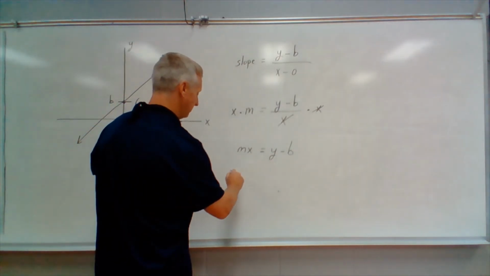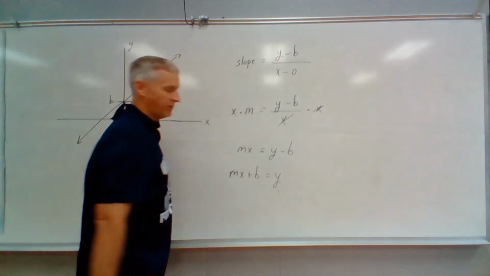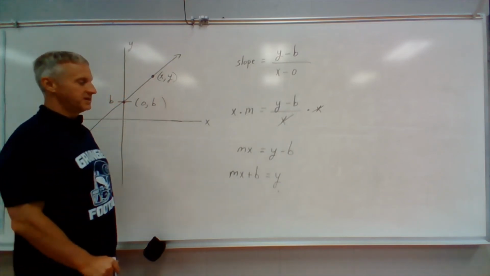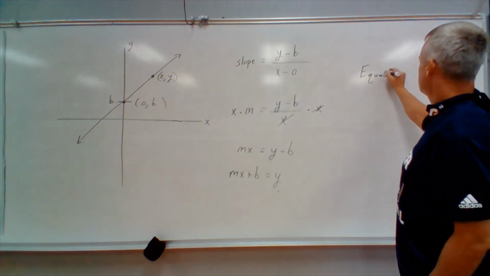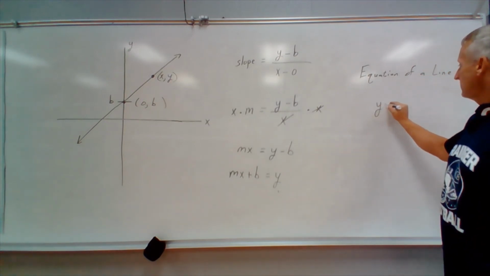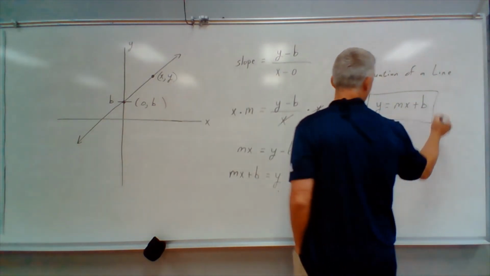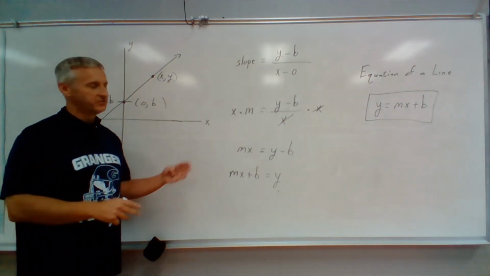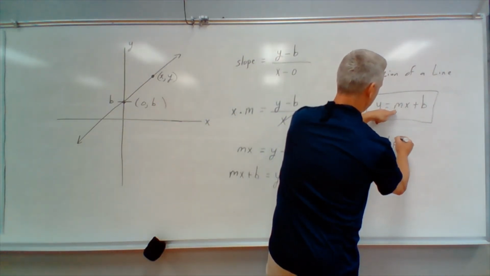You've all probably seen this equation before. This is the equation of a line. Y equals mx plus b. Any equation in that form will be a linear equation. When you graph it, it will make a straight line. The m stands for slope, and the b stands for your y-intercept, because that's what we made it over here.